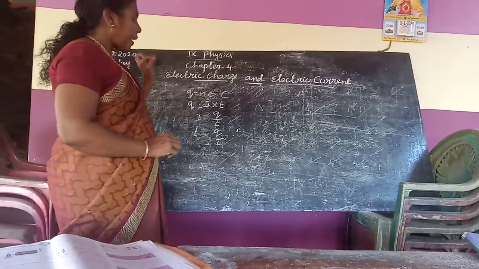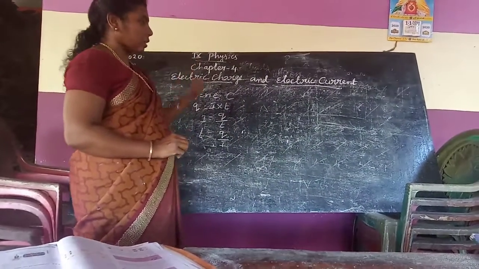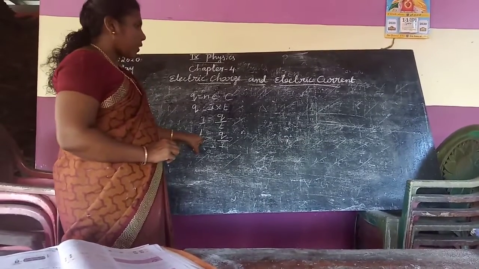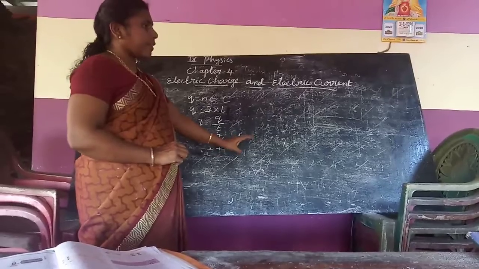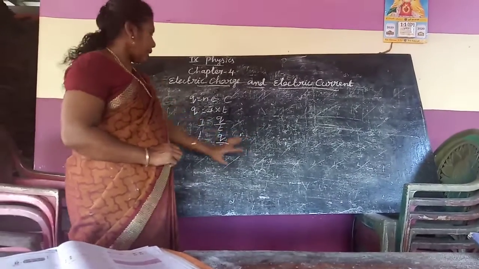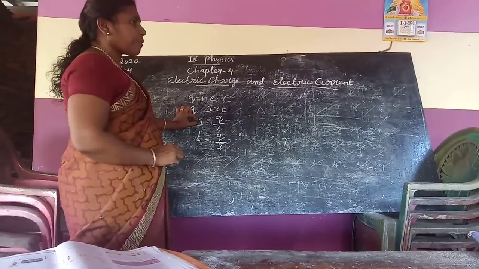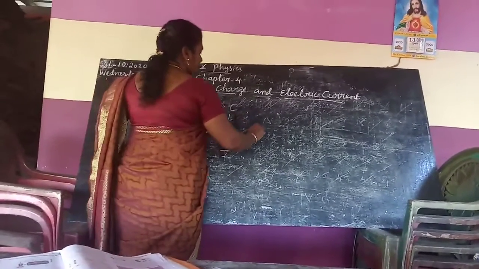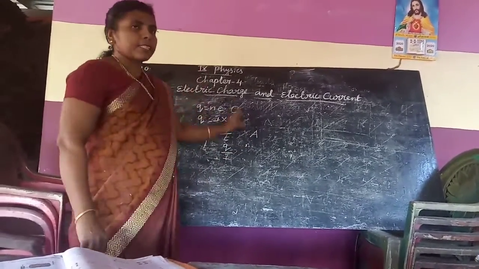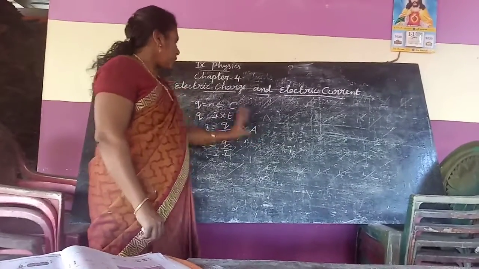And we should write the unit for only what the question asks. Suppose you are calculating time. What is the unit of time? Second. Near the answer you write the unit second. Suppose you have to find the electric current. What is the unit of electric current? Ampere is the unit of electric current. Near the answer, you write the unit ampere.